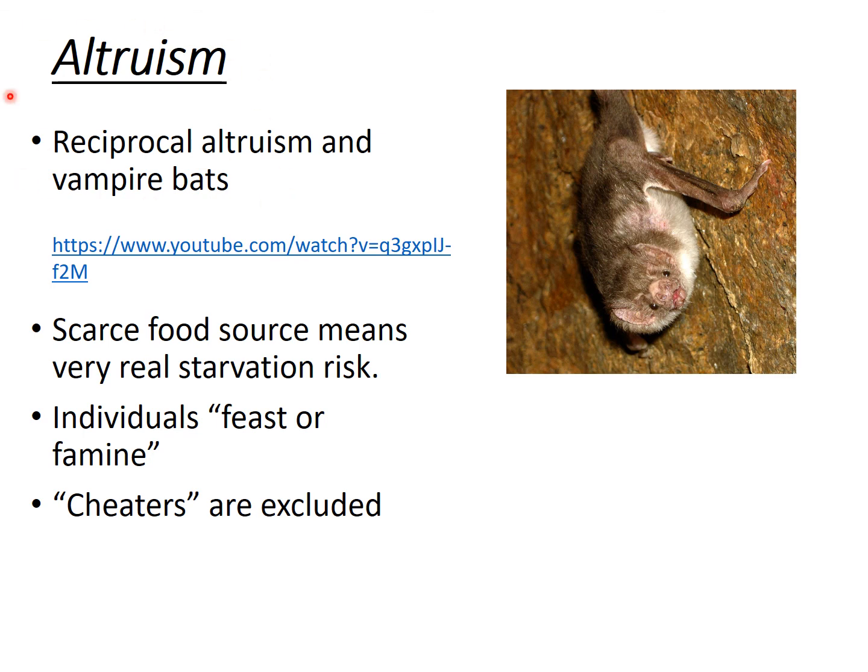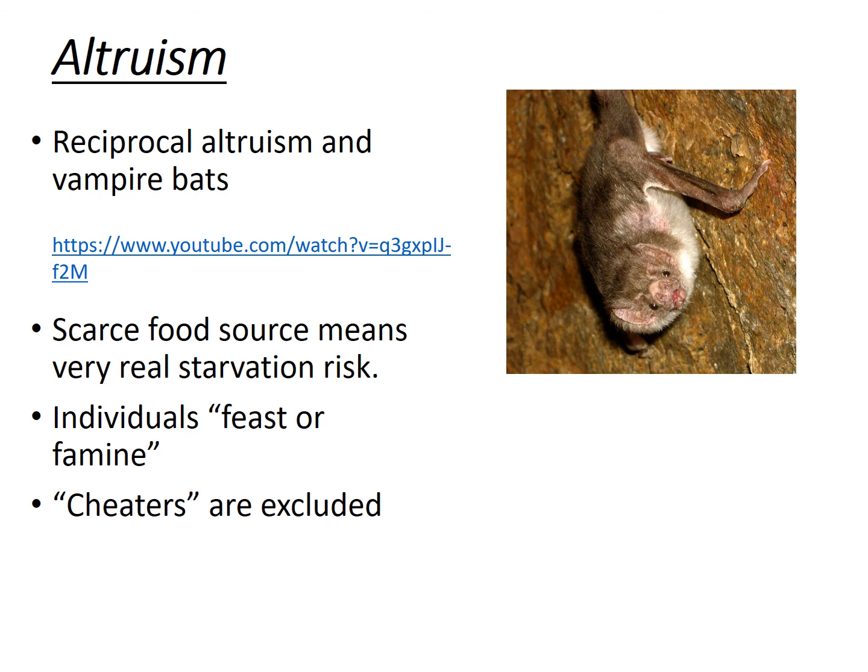And one example of this that has been described is in vampire bat colonies, where individuals will actually help each other out in the colony, even though they might be unrelated. Now, a little bit about vampire bats first. Basically, they have a really high metabolism, and they'll forage at night trying to find an animal from which they can suck blood. So they'll take this massive blood meal and then bring it back to the colony.